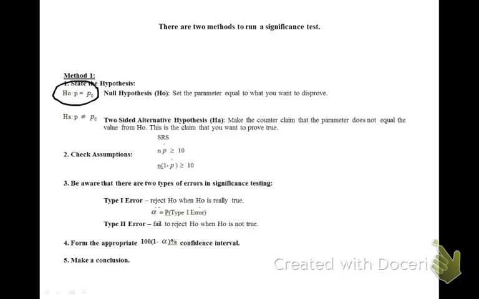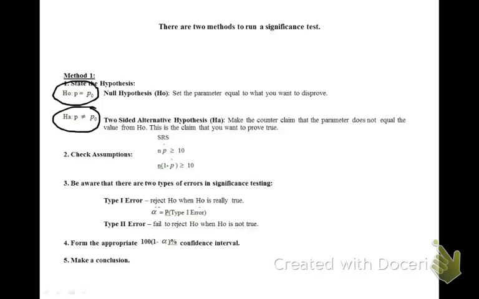The alternative hypothesis is a counterclaim that you want to prove true. The alternative hypothesis, HA, should make the counterclaim that this population proportion does not equal some specific number. In the second method, we'll look at ways to test whether it's less than or greater than this number, but for right now, we'll just say it does not equal the number.